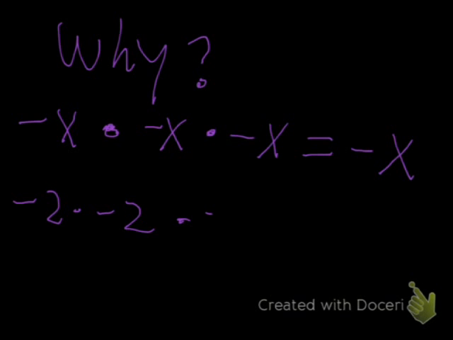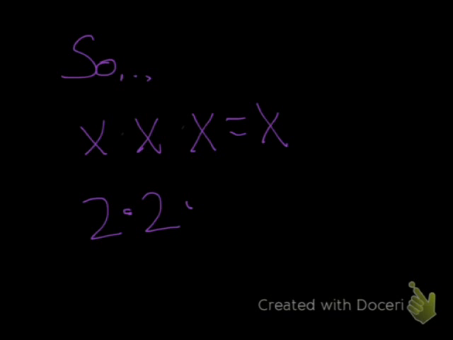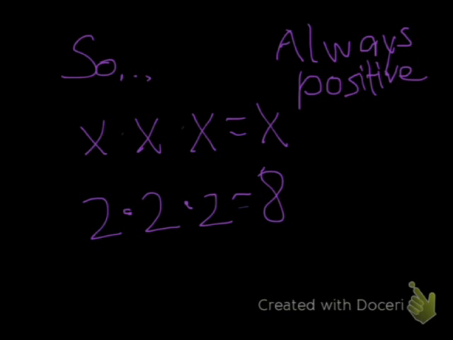Why, you ask? Well, a negative times a negative times a negative is always a negative. For example, negative 2 times negative 2 times negative 2 will always be negative 8. Negative cube roots are always negative cubes. So, that means positive x times x times x will always be positive. So, positive 2 times positive 2 times positive 2 will always be positive 8.